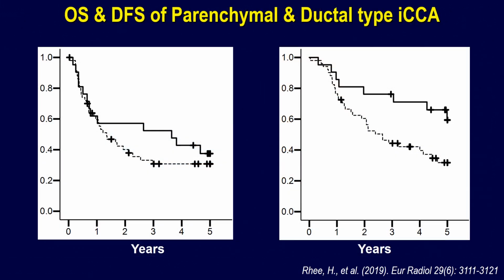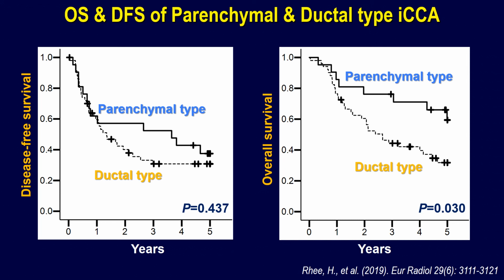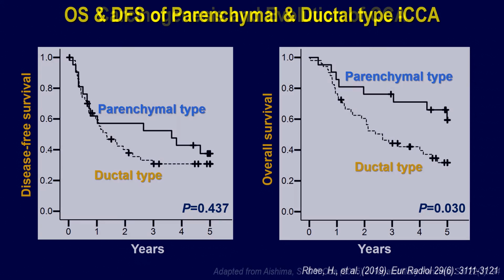Another interesting finding was that although there is no difference in disease-free survival, the overall survival was significantly higher in parenchymal type than in ductal type. This may be because the recurrence in the parenchymal type was limited and repeat treatment was possible, and the response to treatment was better.